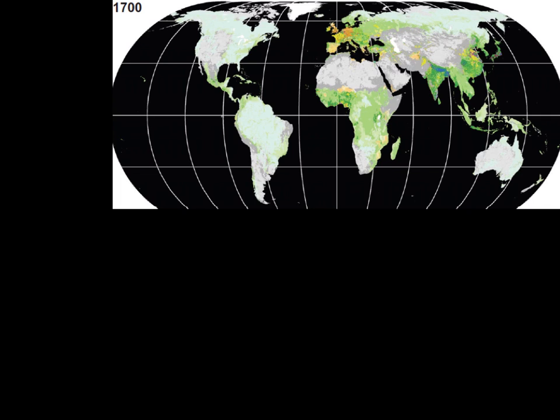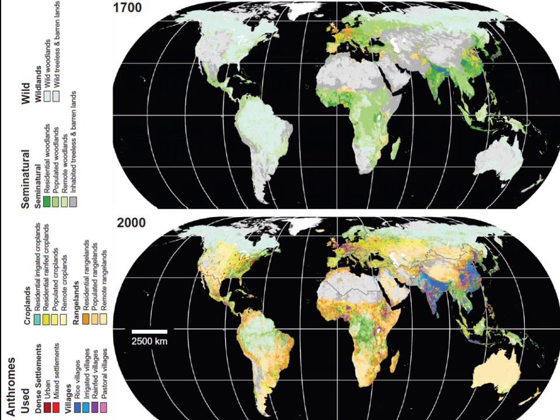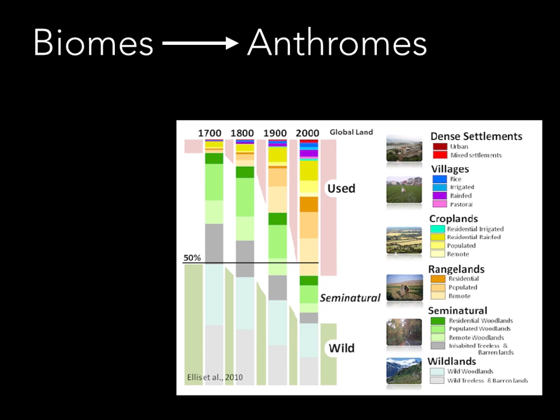However, once you fast forward just 300 years, compared to, let's say, 10,000 years since the invention of agriculture, you can see how much human activity dominates the world's surface. If you're interested, here's the key. You can pause the lecture and see what types of activities are occurring on what types of land. So we've really seen this transition from biomes to anthromes.